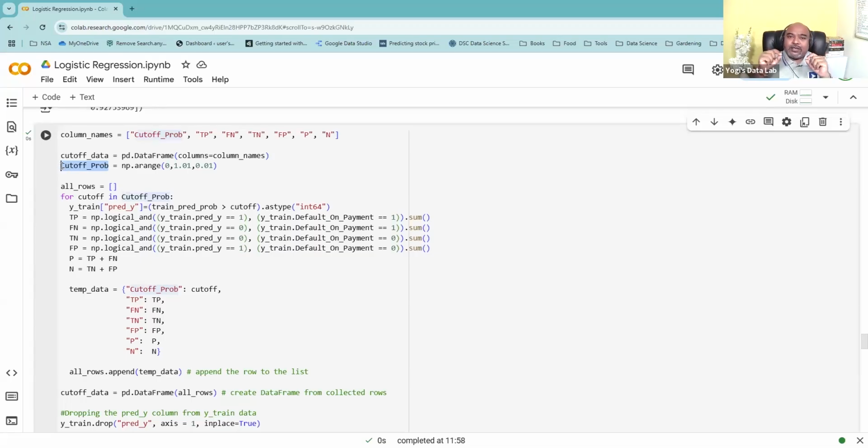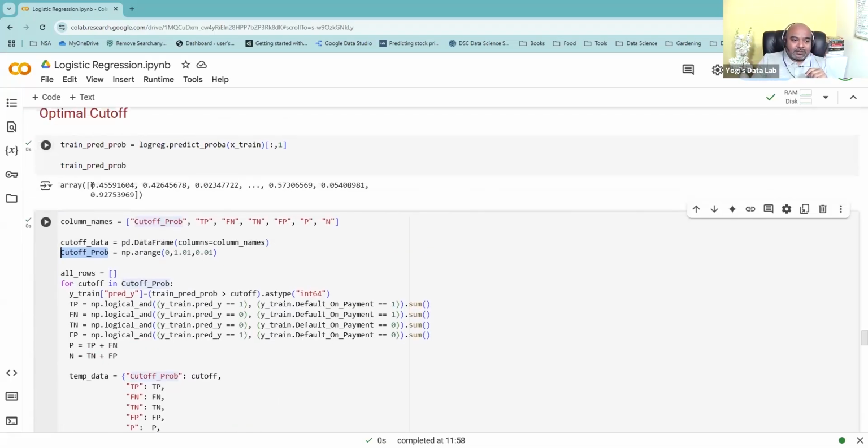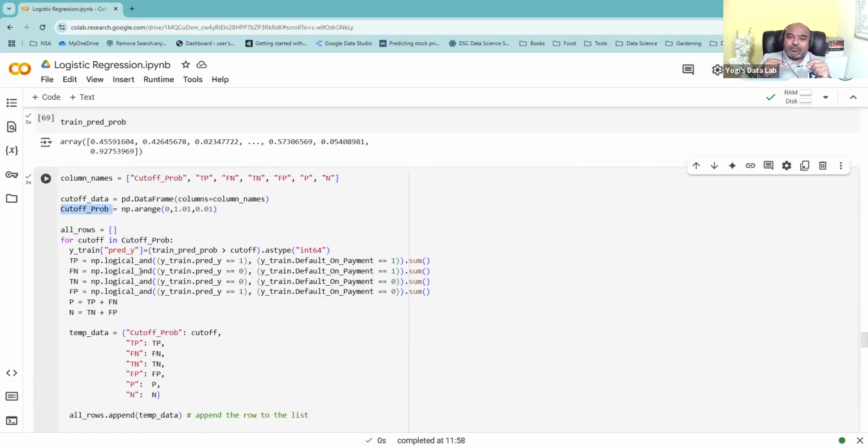Now, the concept here is that I'll compare the actual predicted probability, which I got here, with the cutoff probability. If it is greater than the cutoff probability, like the case where we took 0.5 and anything greater than 0.5 was 1 and anything below was 0. Similarly, let's say my cutoff probability in the loop is 0.2. Anything greater than 0.2 will be 1 and anything smaller than 0.2 will be 0. At a certain point, the loop will move on and come to 0.70. Anything greater than 0.7 will become 1, and anything less than 0.7 will become 0.